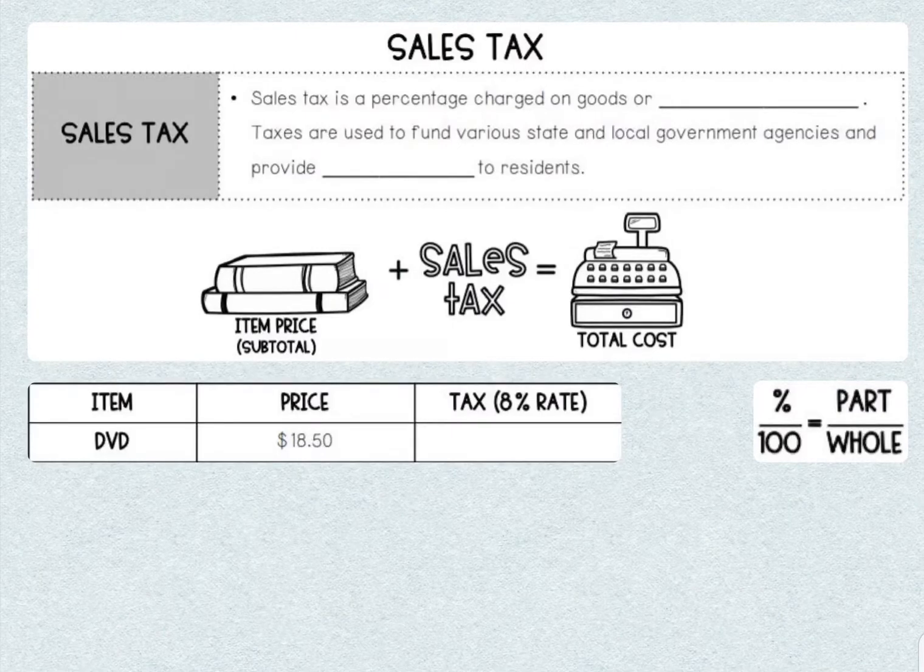Everyone, welcome back. Our next topic in personal financial literacy is going to be calculating sales tax and income tax. We're going to start with sales tax first. Sales tax is a percentage charged on goods or services. Taxes are used to fund various state and local government agencies and provide benefits to residents.